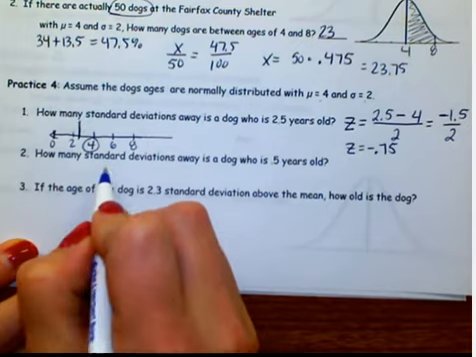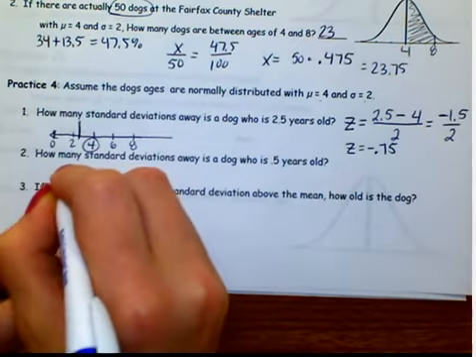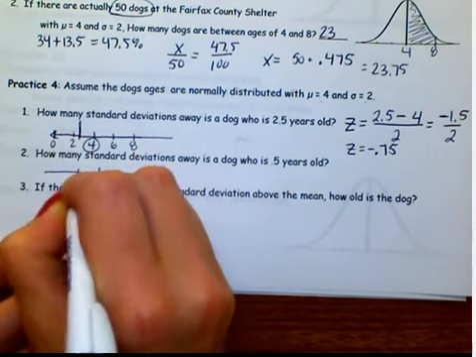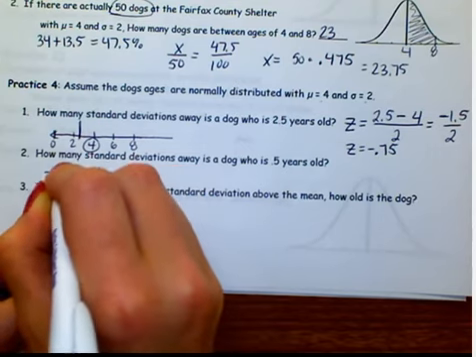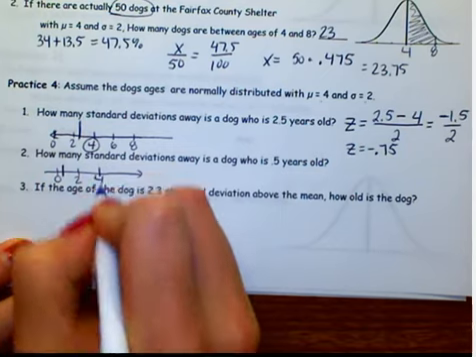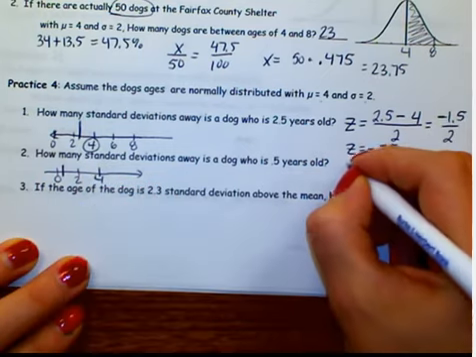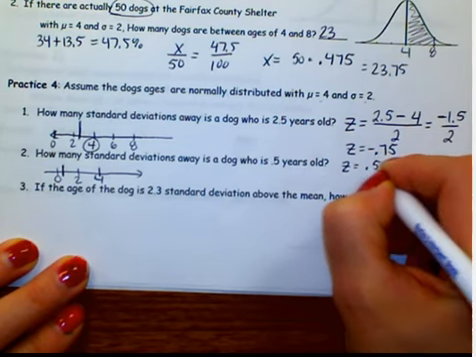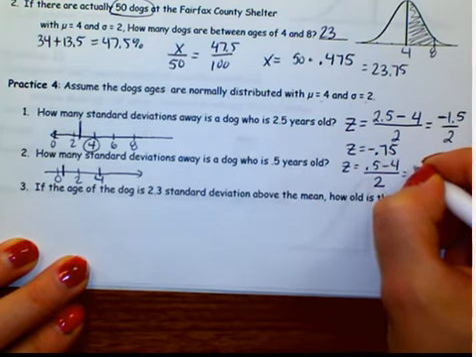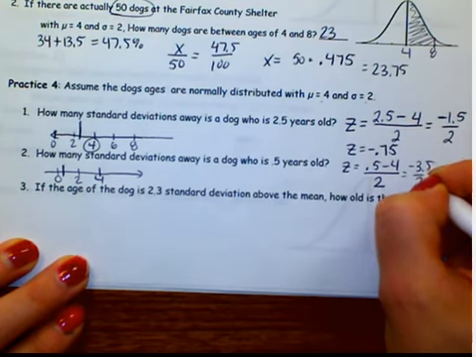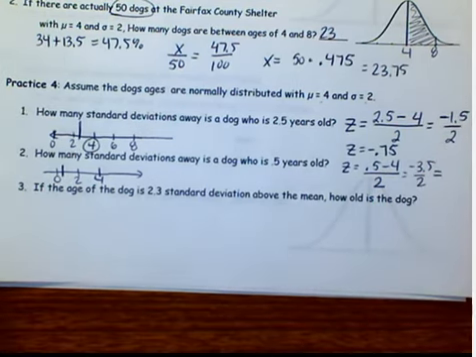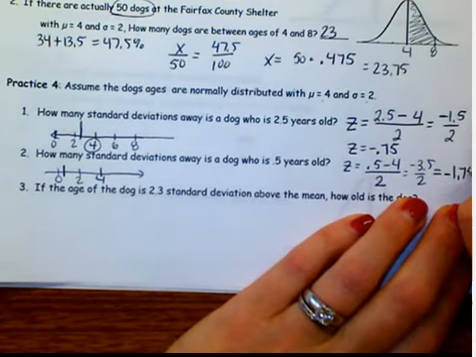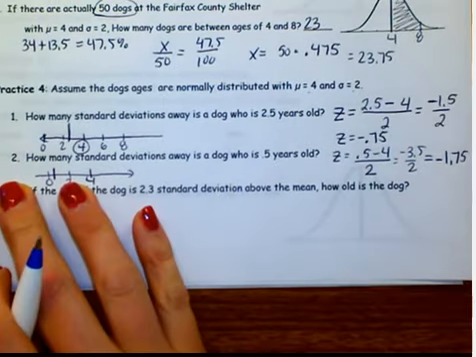How many standard deviations away is a dog who is 0.5 years old? Okay, so I've got the 4, 2, 0. So 0.5 is here, means it's going to be a negative because it's below the mean. Z equals 0.5 minus 4 over 2. Negative 3.5 over 2. Negative 1.75 for the z-score.